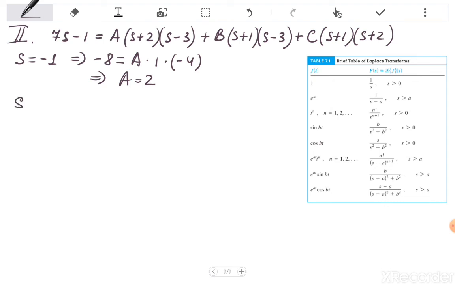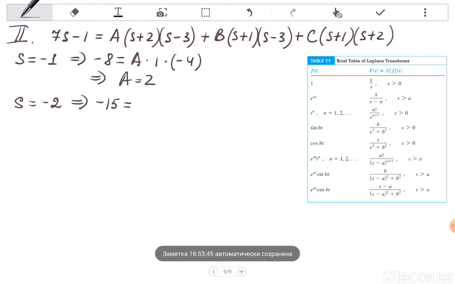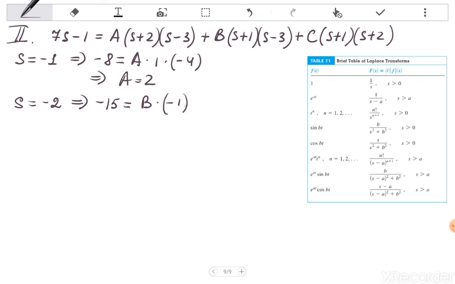Let's take s to be equal to minus 2. Then we get minus 2 times 7, minus 14, minus 1, minus 15, is equal to, and now the bracket for a is 0, the bracket for c is 0, and the bracket for b is minus 1 times minus 5. So b is immediately minus 15 divided by 5, which is minus 3.